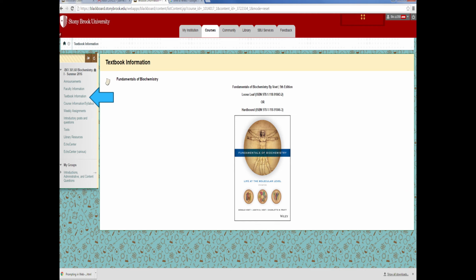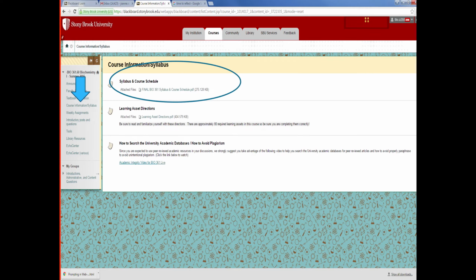If you go to textbook information, you'll see information about the textbook that we use for this course. Next, of course, go to course information and syllabus. I'm going to start with the course syllabus.